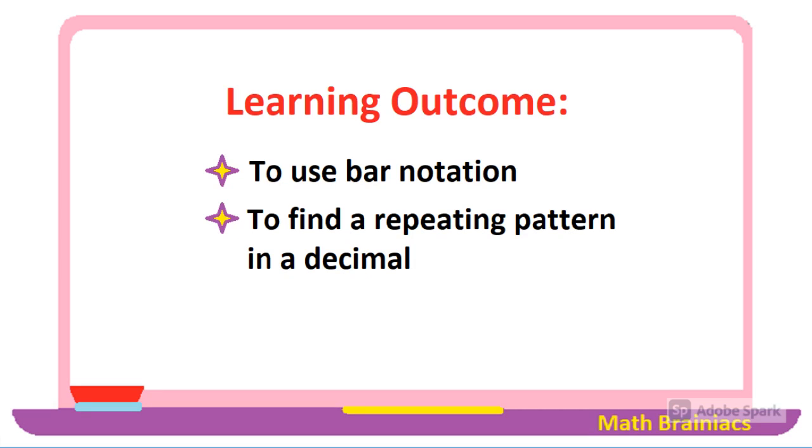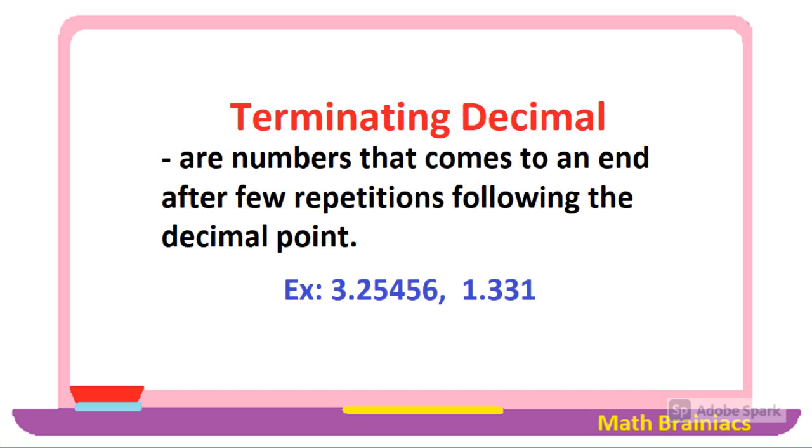We are going to study today how to use bar notation and to find the repeating pattern in a decimal. I want you to know some terms like terminating decimals. These are numbers that come to an end after a few repetitions following the decimal point. For example, 3.25456 and 1.331.